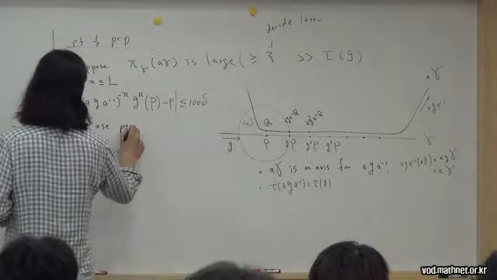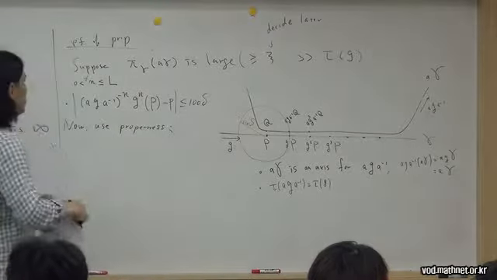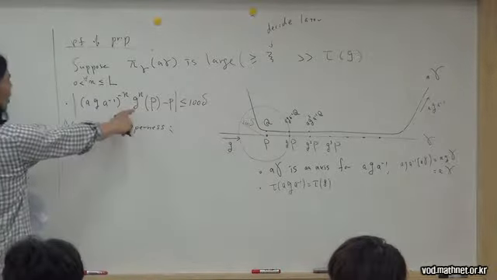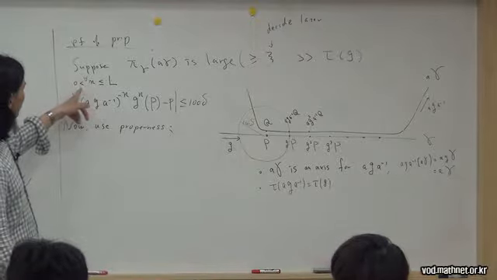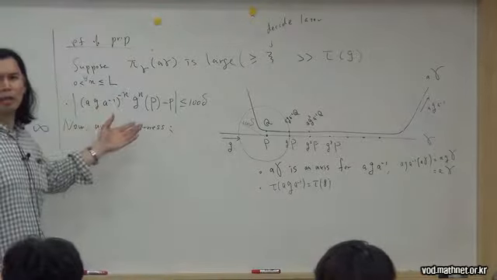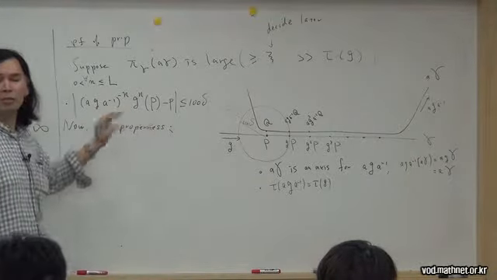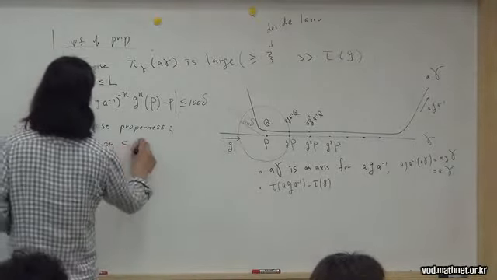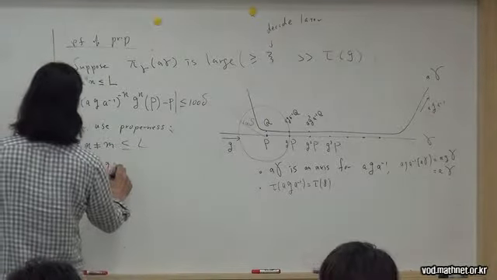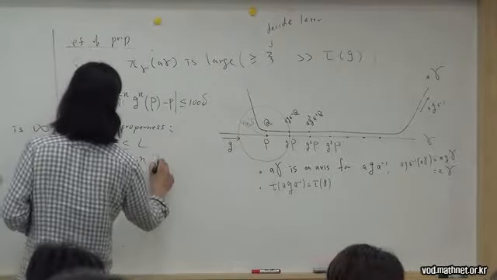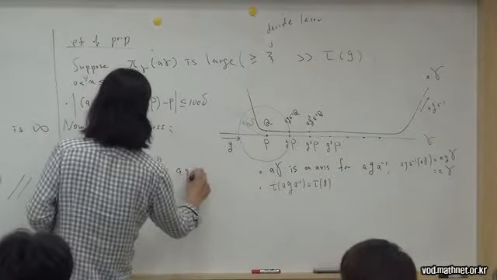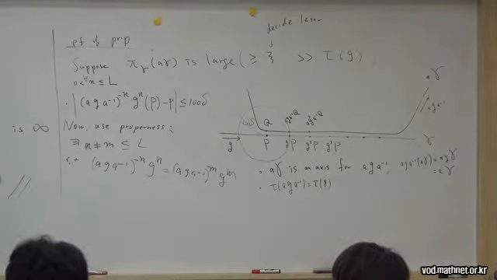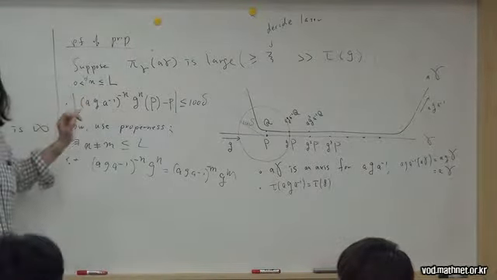Now use properness. There should be only finitely many elements which do this to you. But N can be any number between 0 and L. So eventually, two elements in this form have to coincide. By properness, there exist N and M less than L so that A G A inverse to the minus N, G to the N equals A G A inverse to the minus M, G to the M as a group element, because there are only finitely many of those. This is a pigeonhole argument.